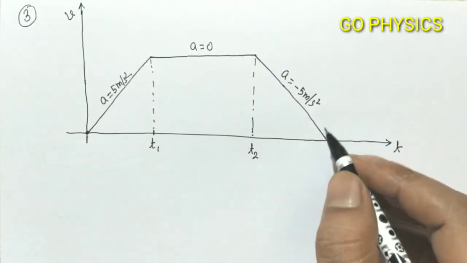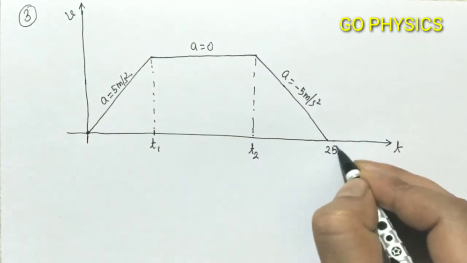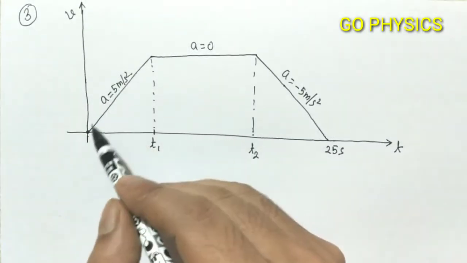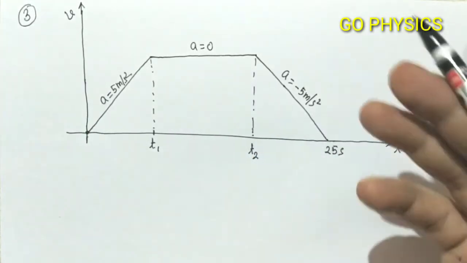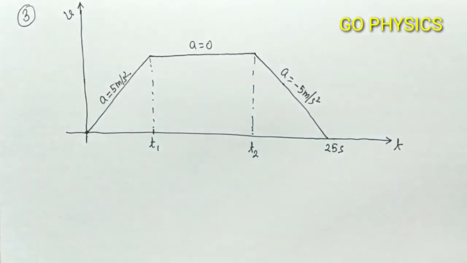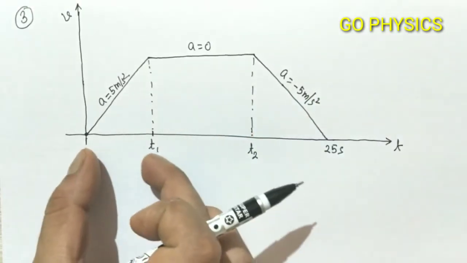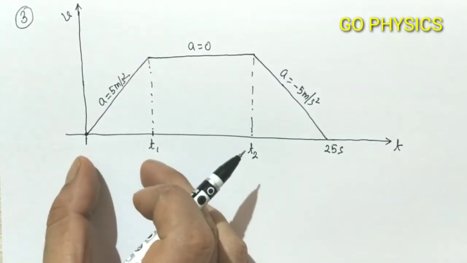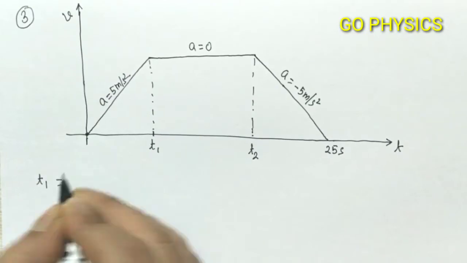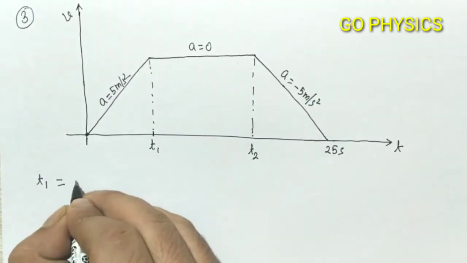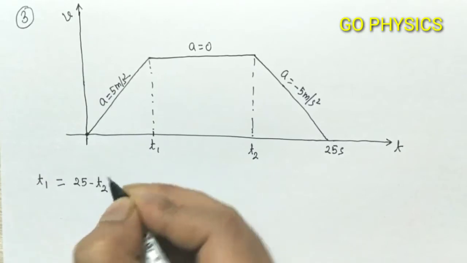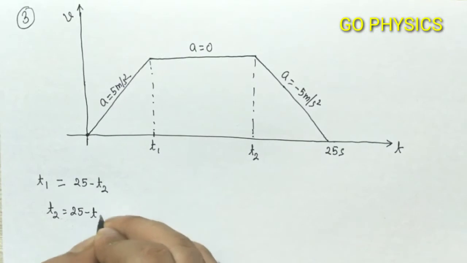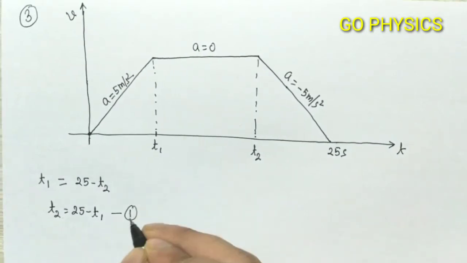And it is given that the total time taken by the particle is 25 seconds. So from the graph we can easily say that these two triangles are congruent, or we can say similar, and therefore this length, which is t1, will be equal to this length. And what is this length? 25 minus t2. From here I will take t2 equal to 25 minus t1. I will take it as equation number 1.